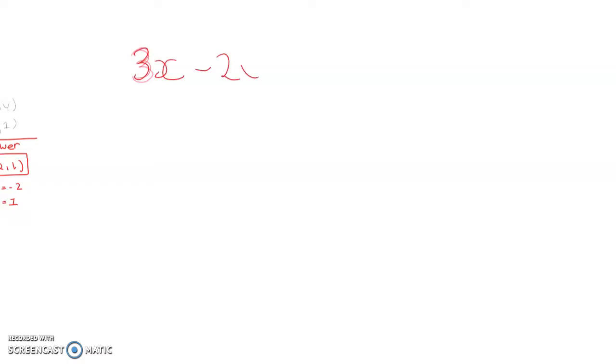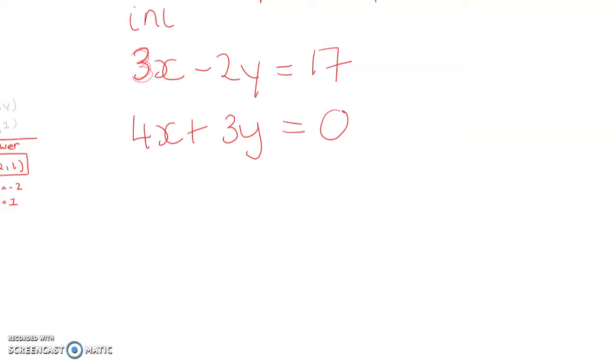3x minus 2y equals 17, and 4x plus 3y equals 0. Okay, again, the question could be, find the point of intersection of the two lines.